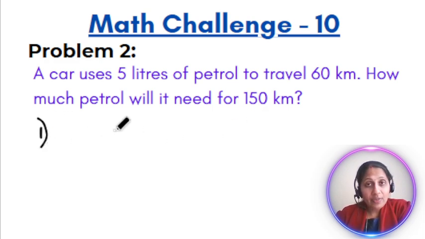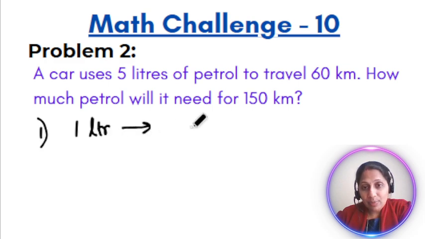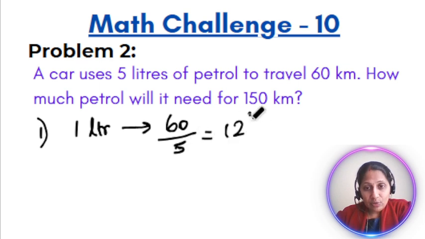The first step, find the value of single unit. So 1 liter can cover how many kilometers? So obviously division. So 60 divided by 5 gives you 12 kilometers. So in 1 liter, the car can cover a distance of 12 kilometers.